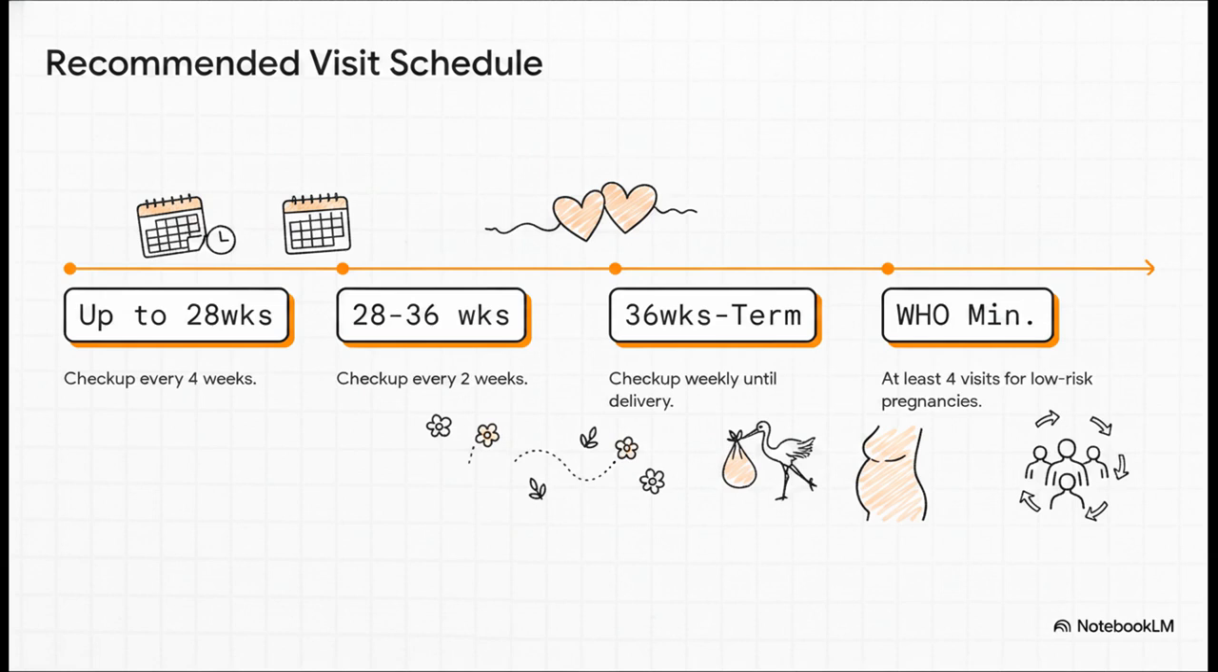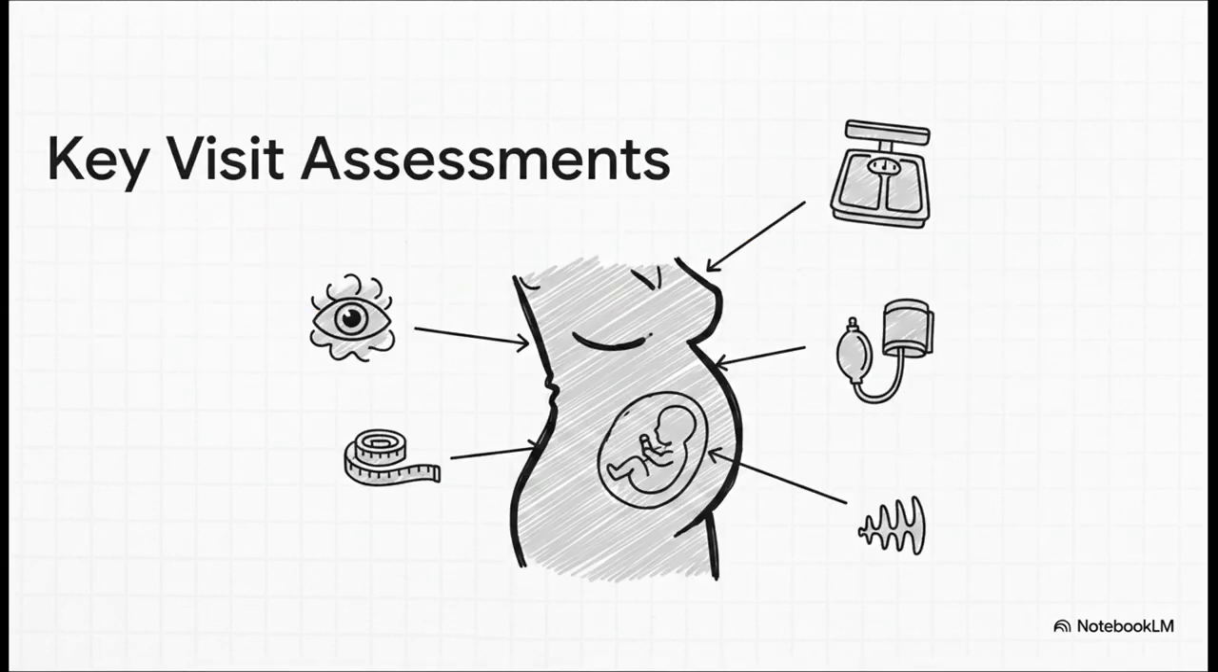But here's a really high-yield fact for your exams. For a low-risk pregnancy, the absolute minimum recommended by the WHO is just 4 visits. At every single one of these visits, there are a few core things we always check. We track the mother's weight and blood pressure, which helps us screen for things like gestational hypertension and preeclampsia.